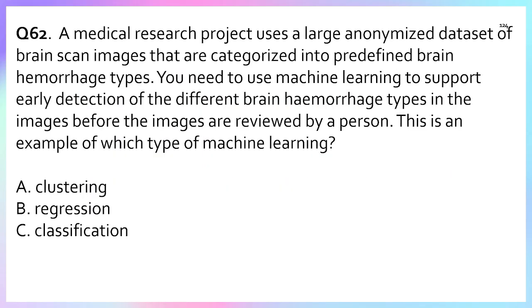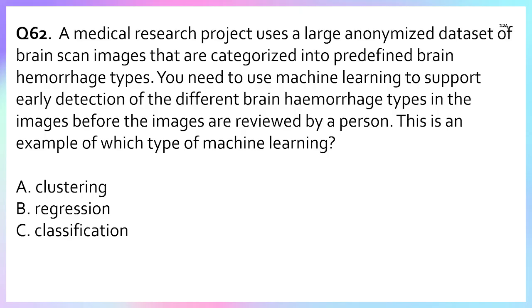Question number 62. A medical research project uses a large anonymous dataset of brain scan images that are categorized into predefined brain hemorrhage types. You need to use machine learning to support early detection of the different brain hemorrhage types in the images before the images are reviewed by a person. This is an example of which type of machine learning? A clustering, B regression, C classification.